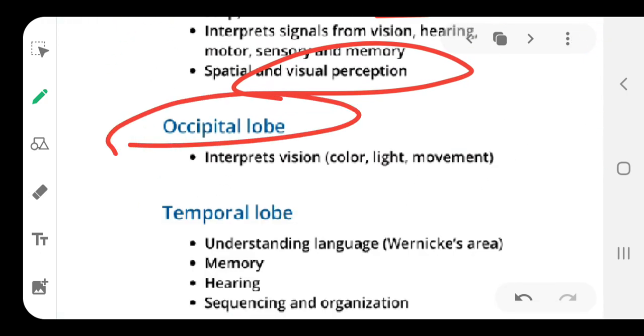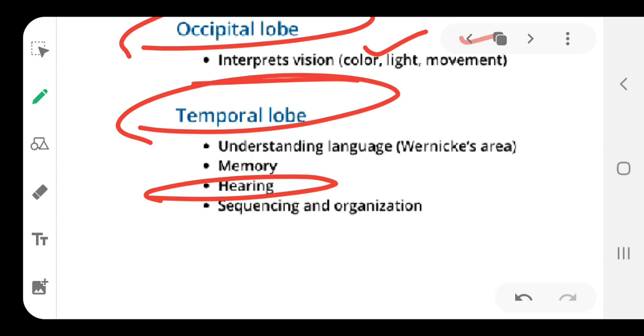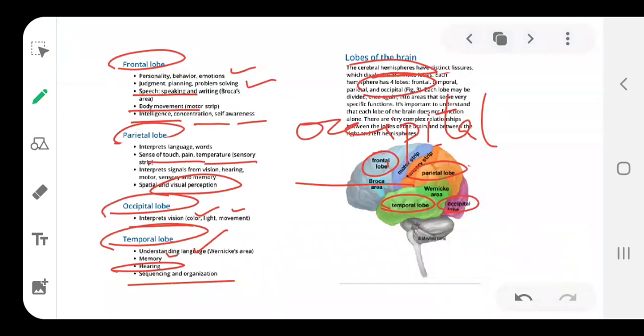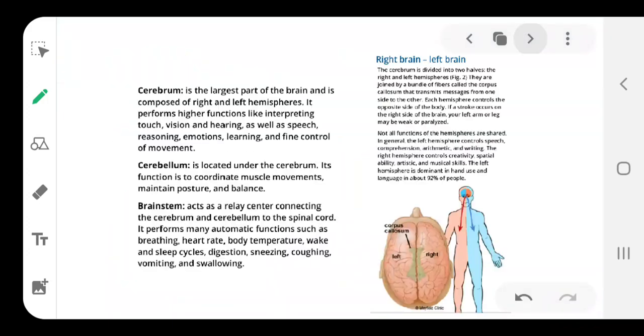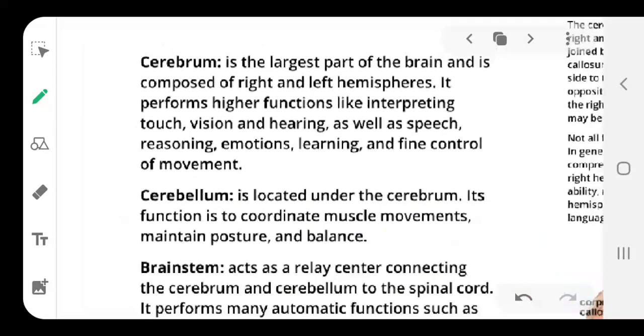Then the third one is the occipital lobe. As the name suggests, it interprets vision, that is color, light and movement. Basically, whatever you see is because of this particular lobe. Then comes the temporal lobe, which is meant for hearing, and also sequencing and organization. It also helps you understand language and retain memory. So you can see all these lobes perform a big function for us as individuals. Now this is again the same data that we have just told you.